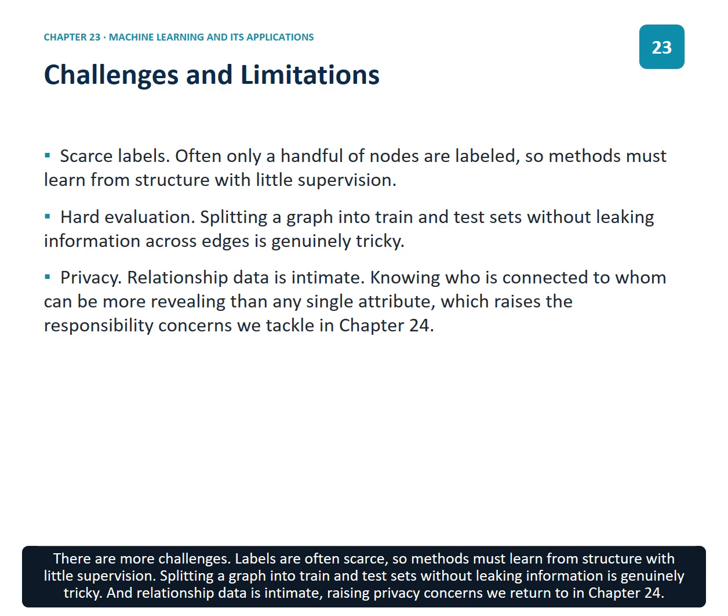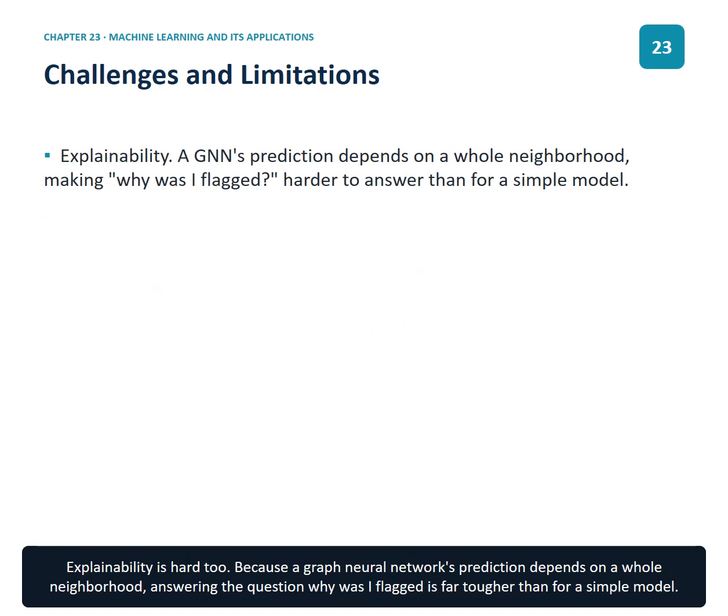Splitting a graph into train and test sets without leaking information is genuinely tricky, and relationship data is intimate, raising privacy concerns we return to in Chapter 24. Explainability is hard too, because a graph neural network's prediction depends on a whole neighborhood. Answering the question, "Why was I flagged?" is far tougher than for a simple model.